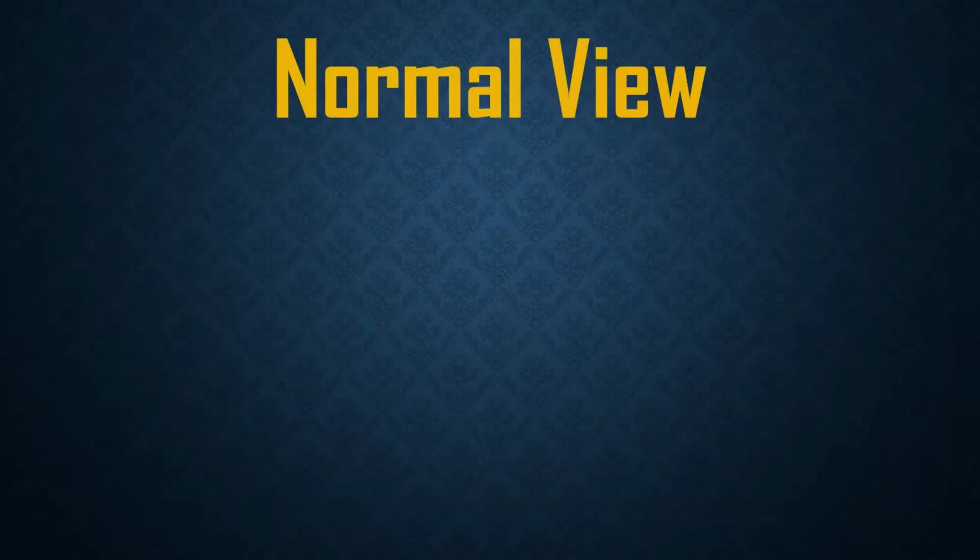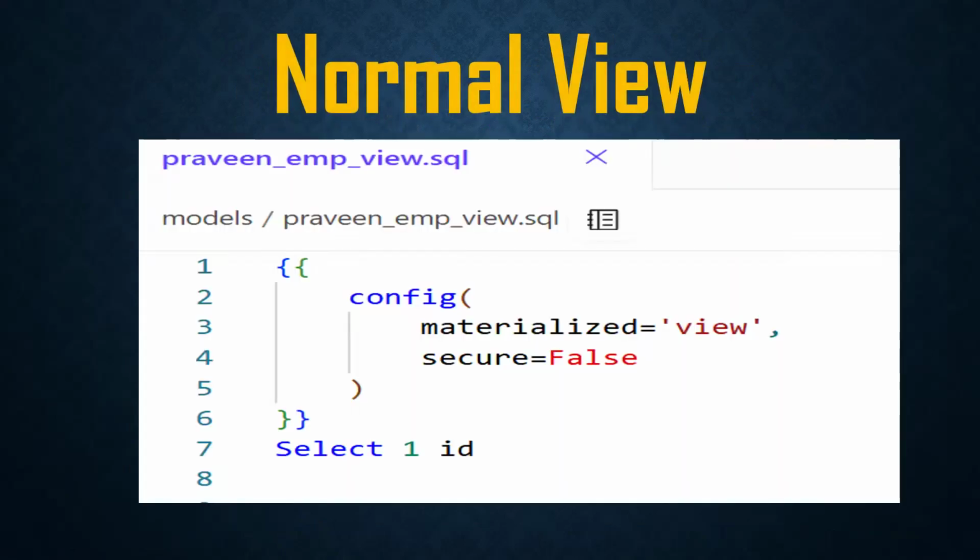Next, I want to create a normal view. How to create it? Materialized equal to view, secure equal to false. If I put it like this, the select statement will be created as a normal view.